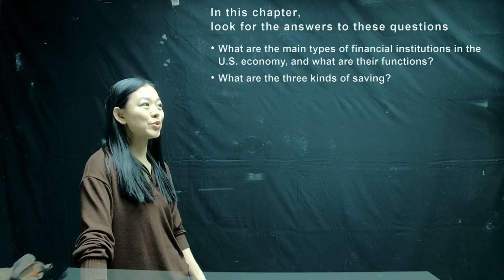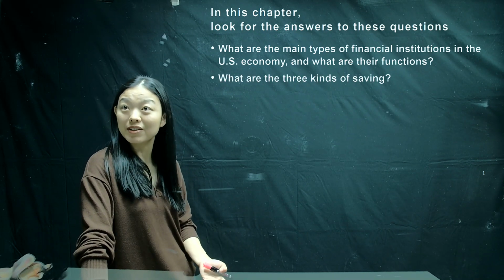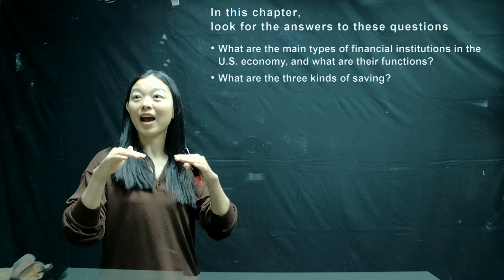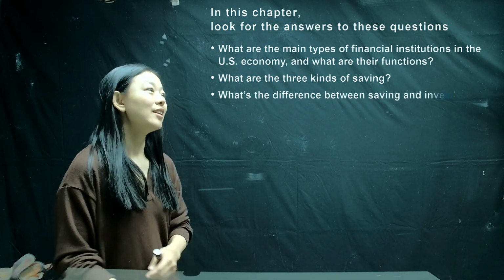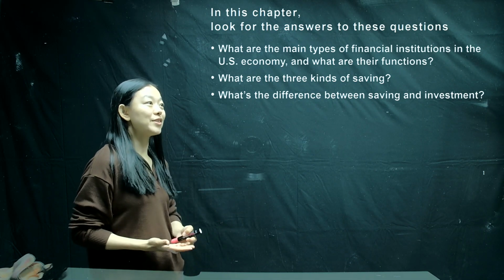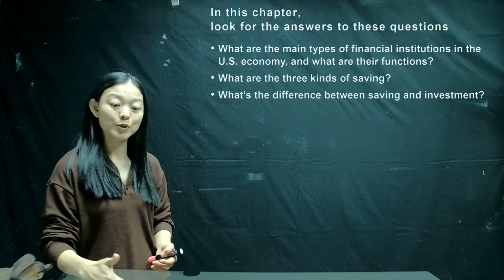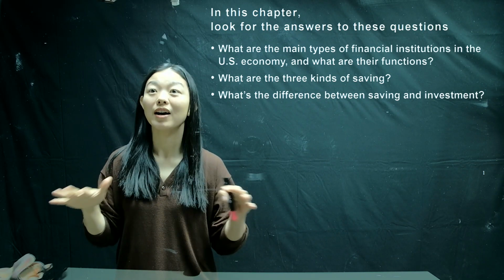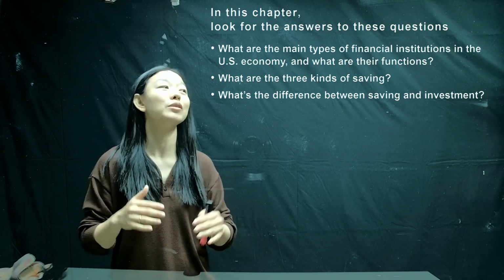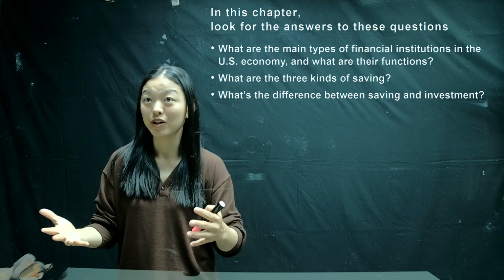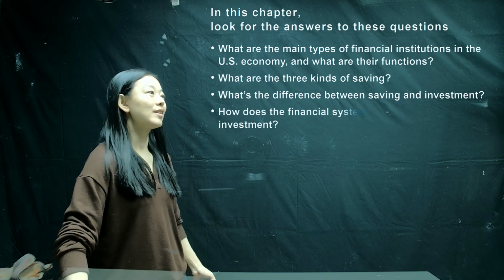Then we'd like to talk about what are the three different kinds of savings if we talk about the economy at the aggregate level. Okay. So next we would like to talk about what is the difference between saving and investment. Pay attention here, saving and investment we will talk about at the aggregate level. So those savings and investment are not like personal investment or personal savings.